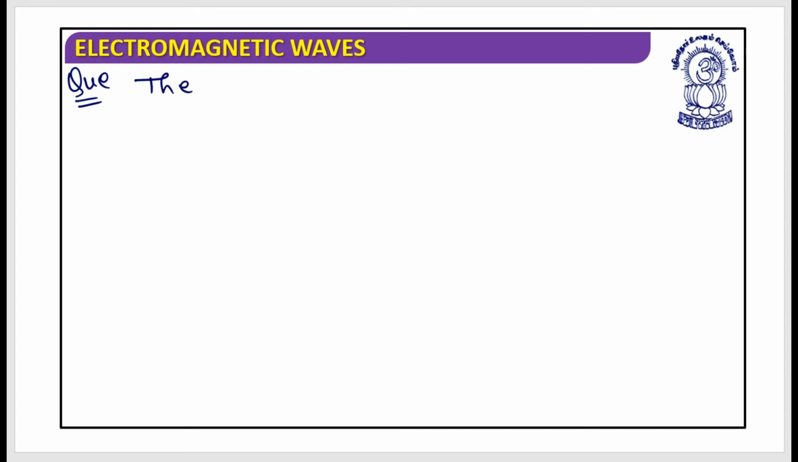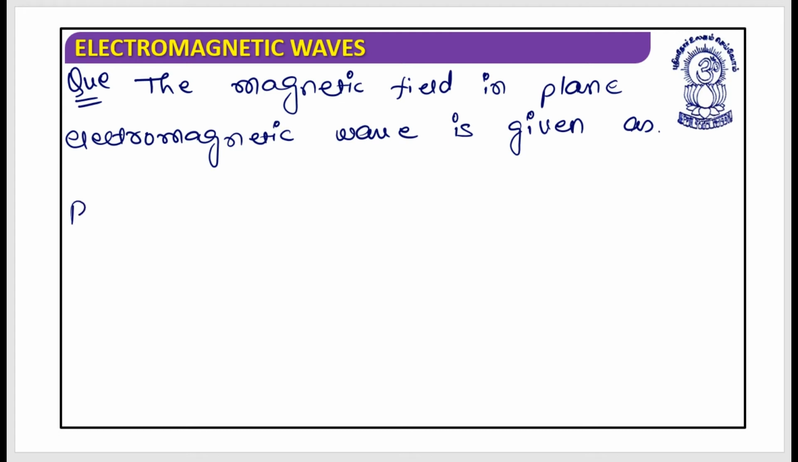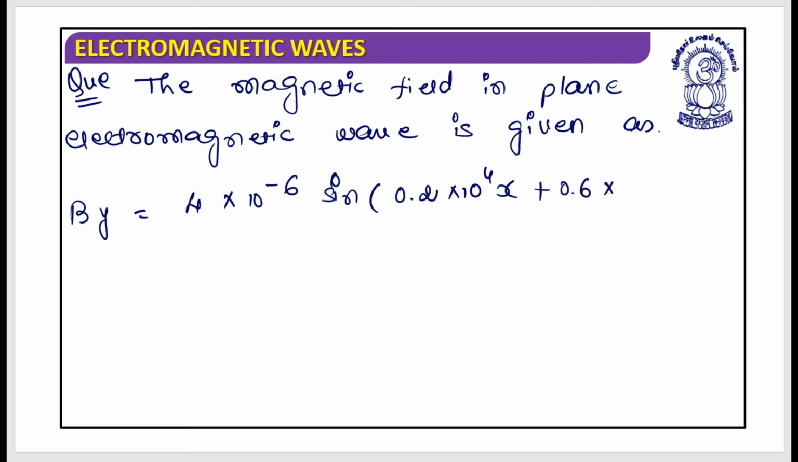The magnetic field in a plane electromagnetic wave is given as By equals 4 into 10 to the power minus 6 sine of 0.2 into 10 to the power 4 x plus 0.6 into 10 to the power 12 t Tesla.